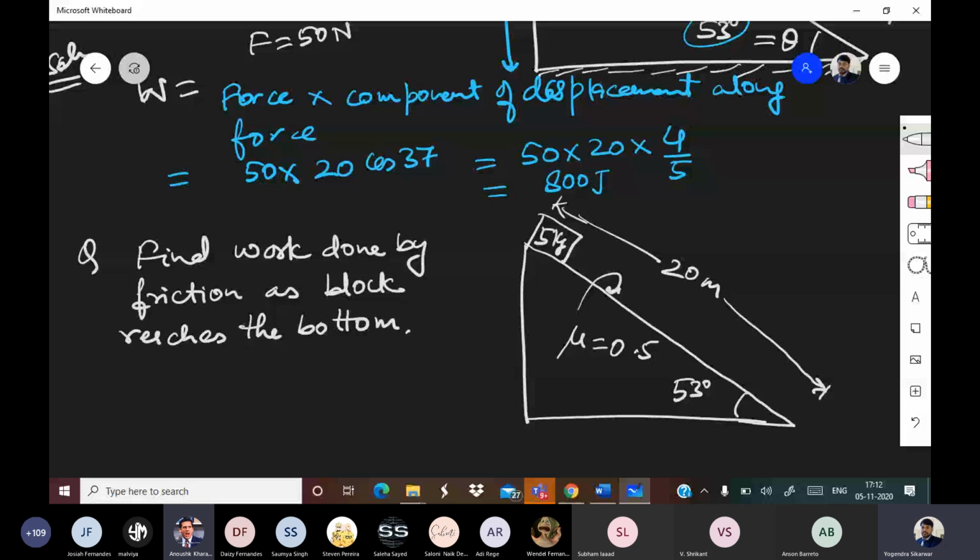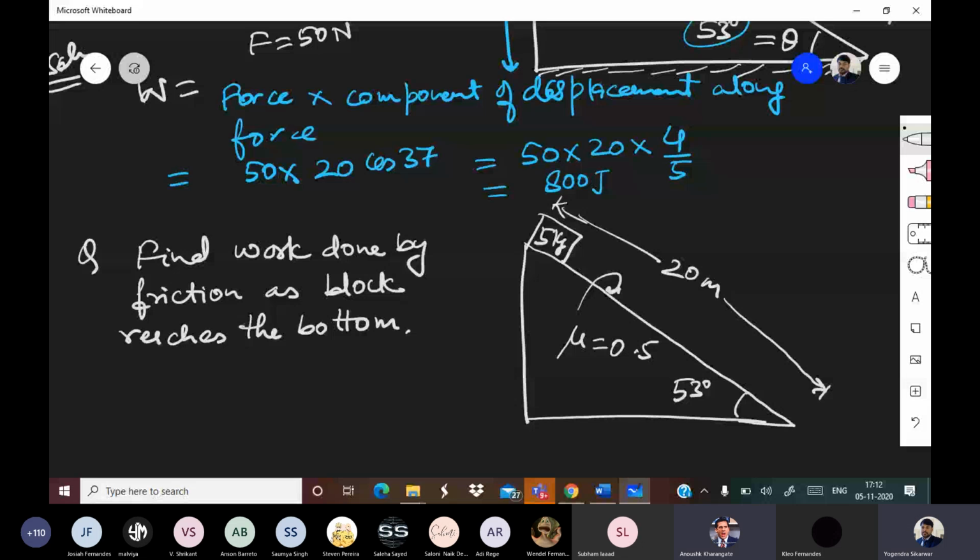Your voice is cracking. The screen is stuck and is not visible. Your voice is cracking, 20 newton, in this direction. Is it visible now? So it's frozen. Is it visible now? Yes, sir.